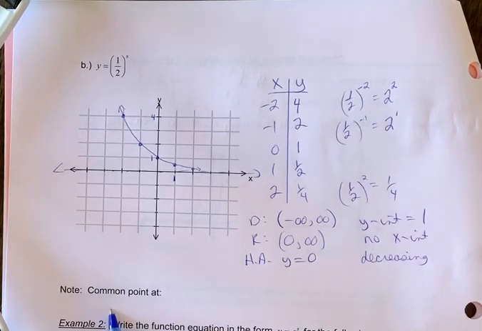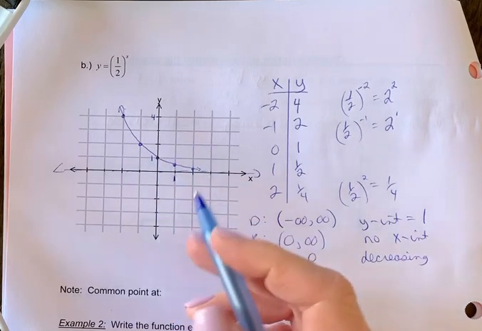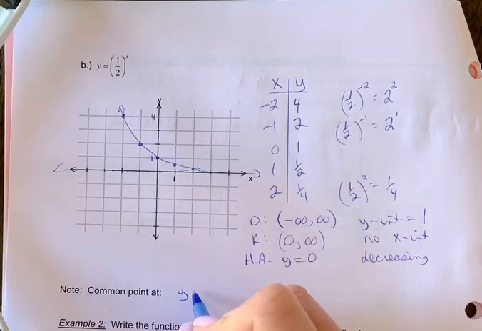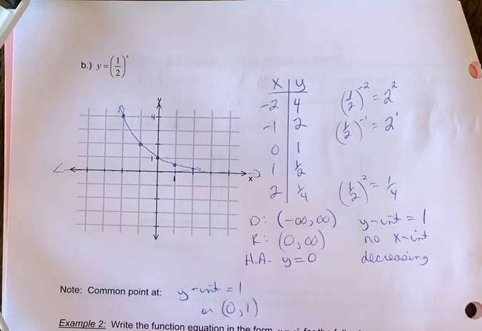So what we're going to notice is that exponential graphs, unless there is a movement up or down or right or left, are going to have a common point at the y-intercept of 1. So common point will be at y-intercept equal to 1, or 0, 1 if you're writing it as a point on the graph.